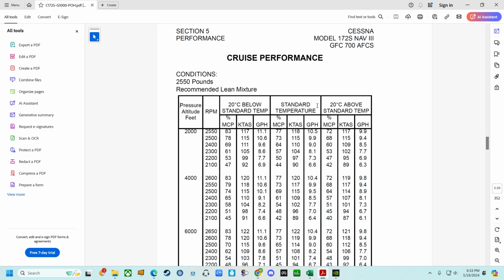Is it standard, below standard, or above? And there's a chart for what standard temperature is at certain altitudes. And then it'll give me my indicated airspeed and how many gallons per hour I'm going to burn.